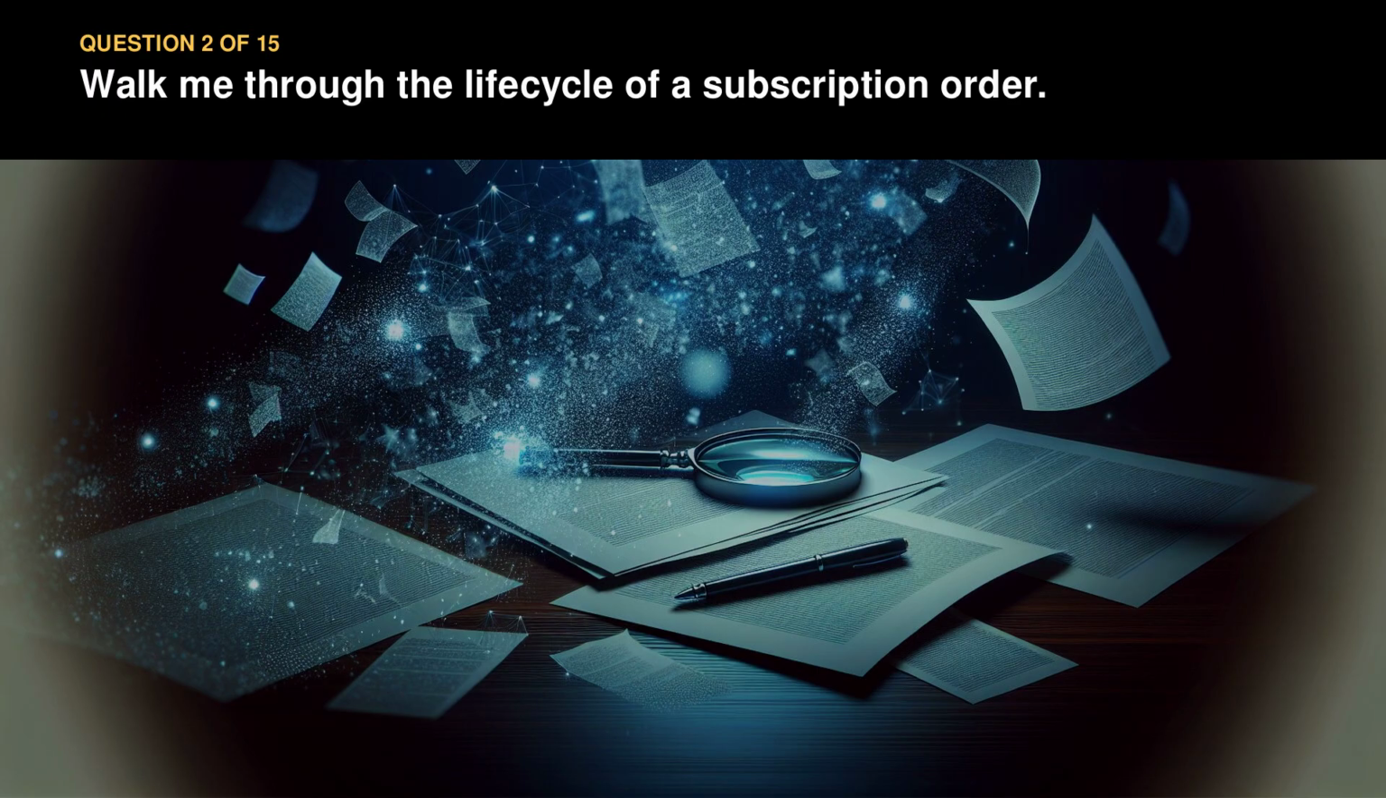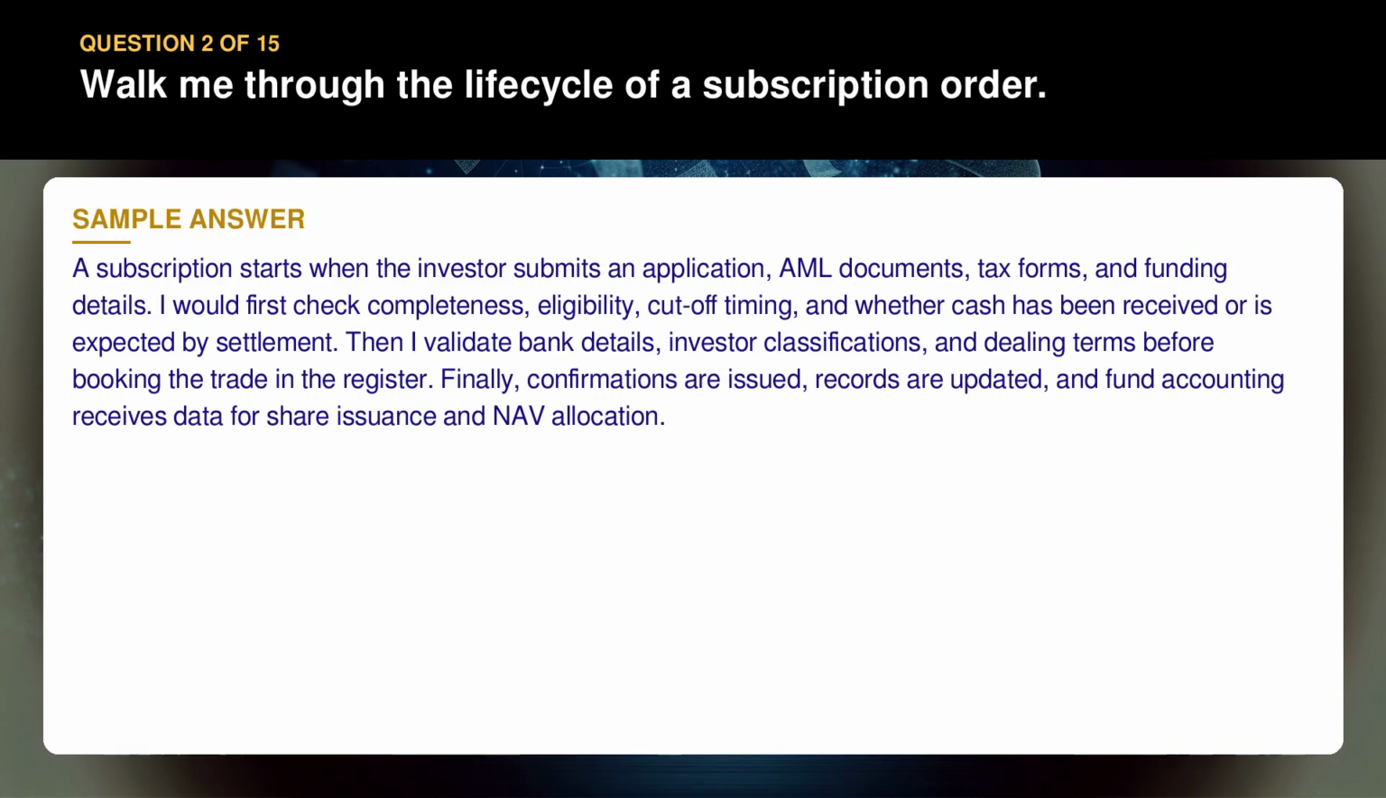Question 2. Walk me through the life cycle of a subscription order. A subscription starts when the investor submits an application, AML documents, tax forms, and funding details. I would first check completeness, eligibility, cutoff timing, and whether cash has been received or is expected by settlement.